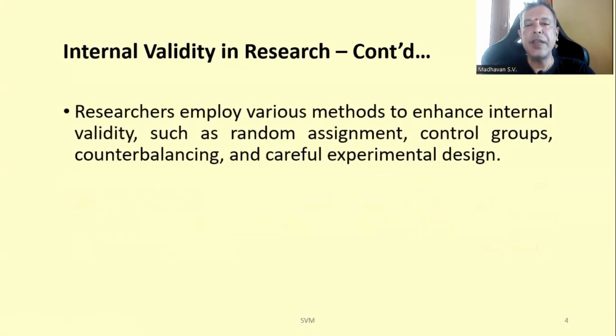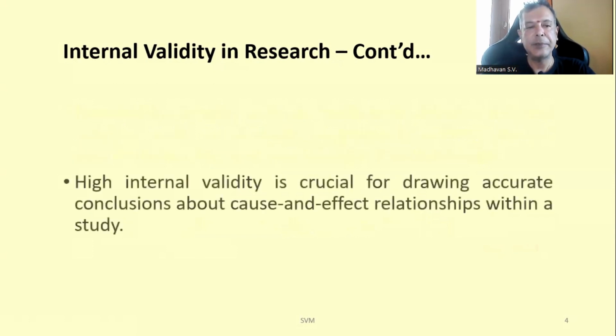Researchers employ various methods to enhance internal validity, such as random assignment, bringing in control groups, counterbalancing the order, etc. Choosing a careful experimental design. High internal validity is crucial for drawing accurate conclusions about cause and effect relationships within a study.